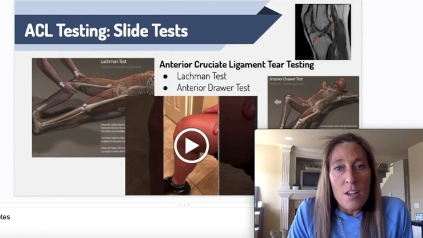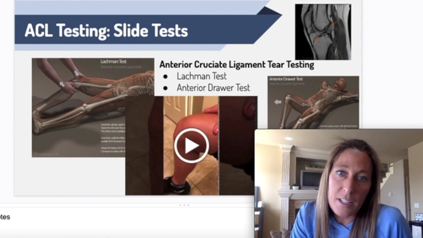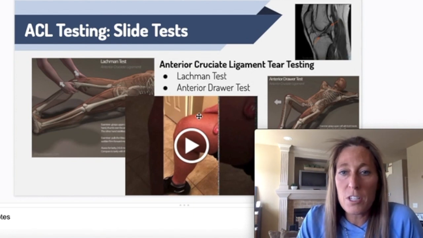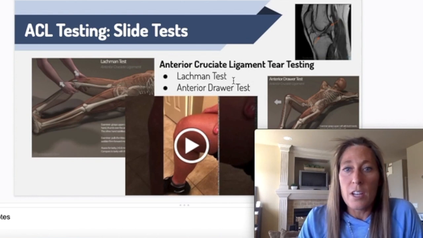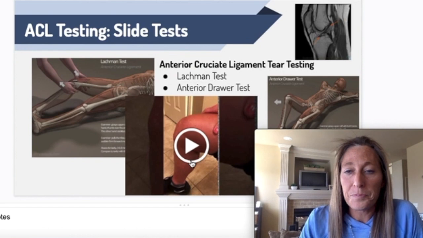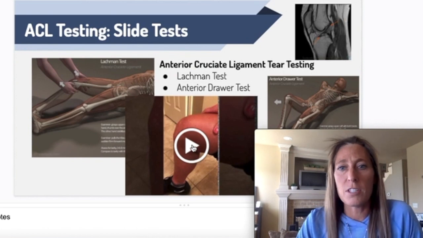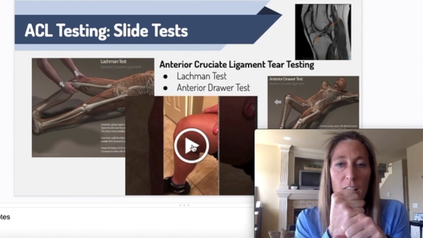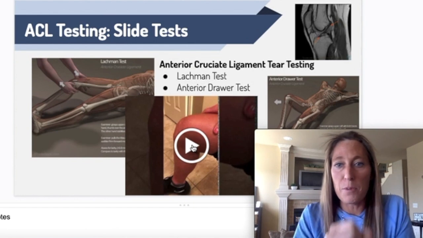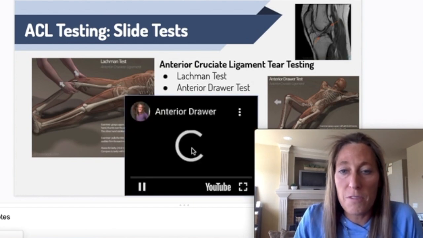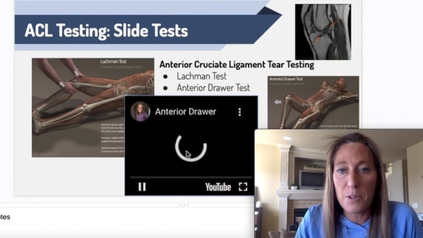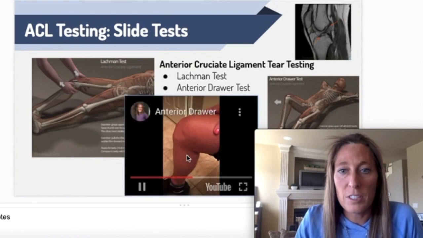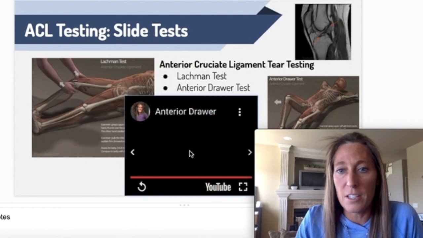ACL testing. There's a couple of ways that they can test. There's slide test and there's pivot test. The first one are slide tests, and the slide tests are Lachman test and the anterior drawer test. And this is testing for ACL function. You can see here, when they do these slide tests, they're seeing if the tibia slides anteriorly on the femur. Here's a picture or video. And you can see the tibia sliding forward or anteriorly on the femur in this short video. It's a lax ACL. It is not completely torn.